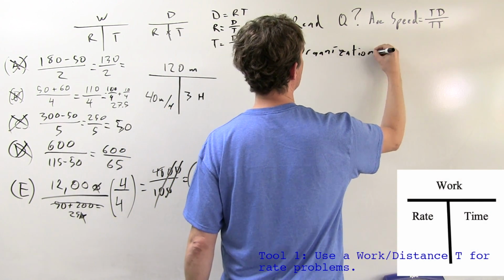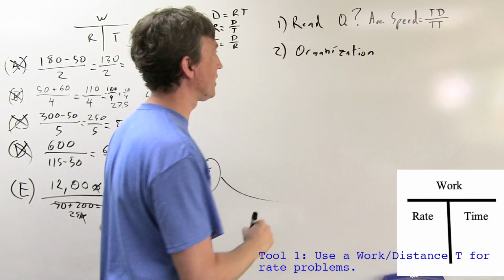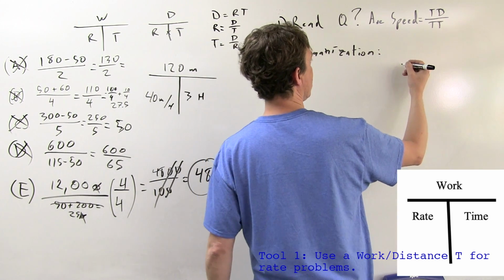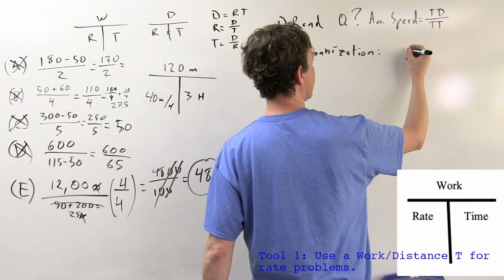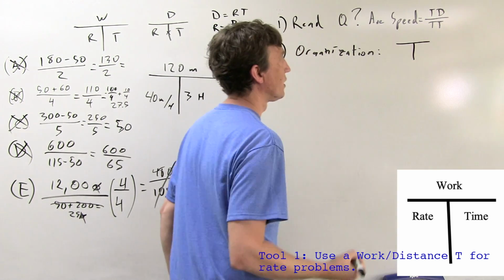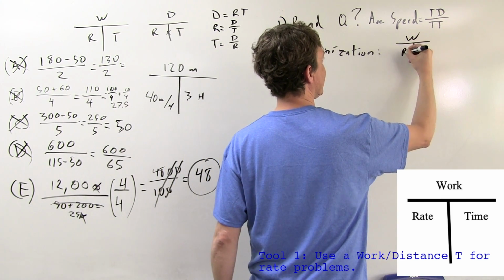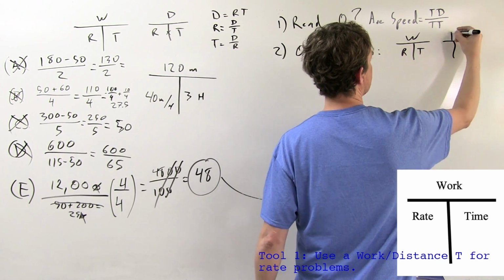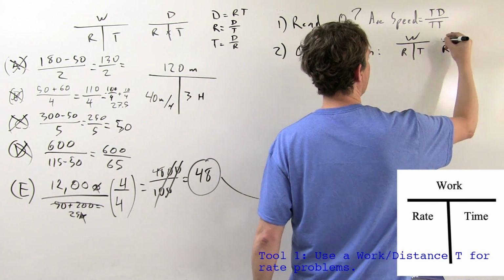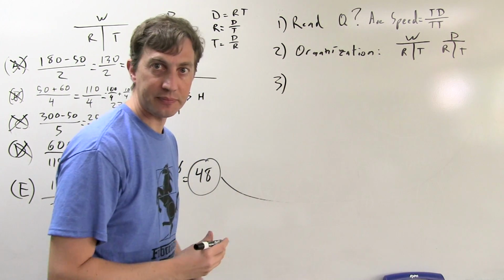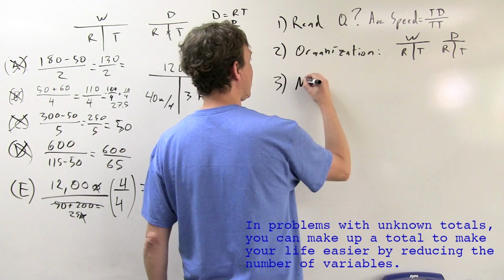Second thing is organization. Learn tools, whether they're tables or T-charts or whatever, to set up your problem. In this case, we said this is a rate problem, and specifically a distance problem. So let's use the work rate T, because work equals rate times time, and distance equals rate times time. So find a structure. Step 3, make up a total.